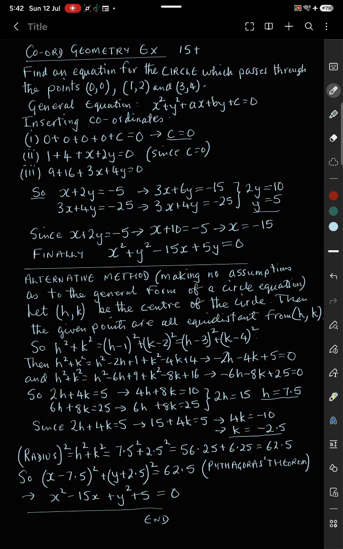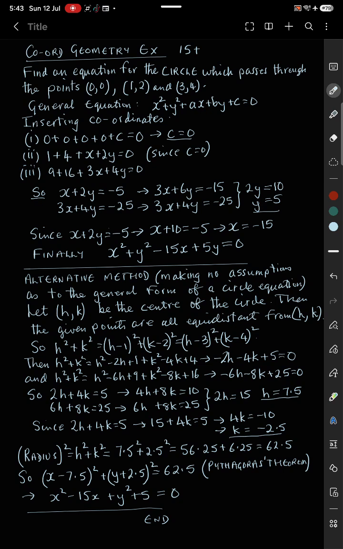And then multiplying those out, we get h squared plus k squared equals h squared minus 2h plus 1 plus k squared minus 4k plus 4, which means that minus 2h minus 4k plus 5 is 0. And also h squared plus k squared is h squared minus 6h plus 9 plus k squared minus 8k plus 16, which means that minus 6h minus 8k plus 25 is 0. So we've got two equations in h and k. First one is 2h plus 4k is 5, and the second is 6h plus 8k is 25.